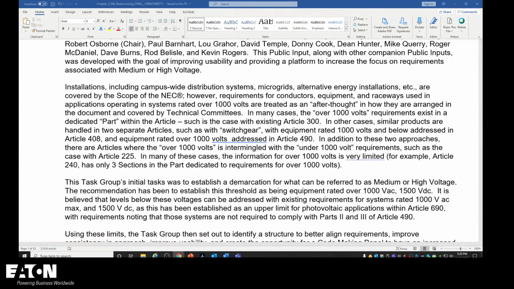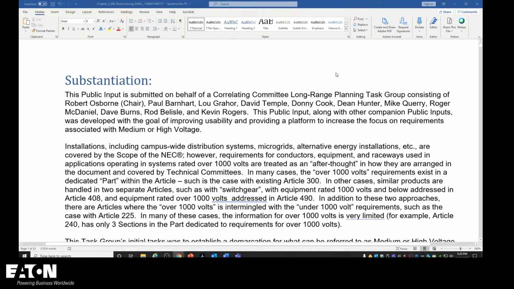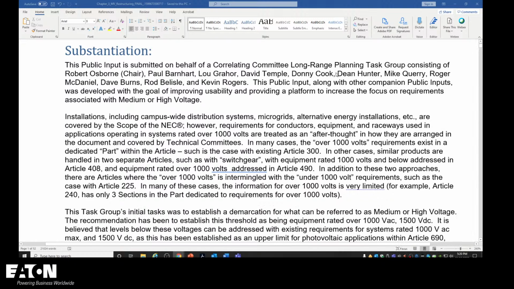Now, if we look at this, I'm going to put up screen number 1, which is the public input. When we talk about the public input, we get a new public input. We get substantiation that basically gives you an overview, like, this is the task group work. This task group was put together and was chaired by Robert Osborne. Paul Barnhart was on there, he's UL. Lou Grayhor is an Eaton gentleman. Donnie Cook is on there.